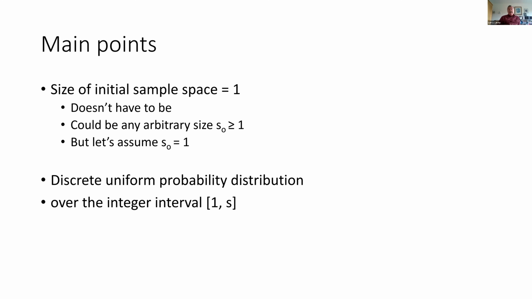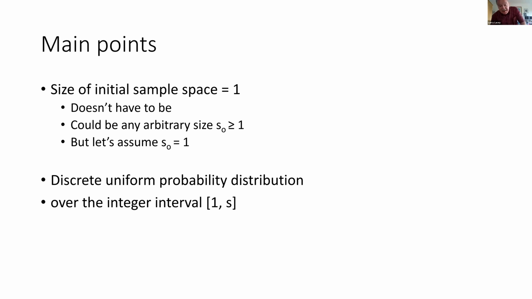And as I mentioned, we have a uniform probability distribution for the sample space. And the sample space is over the integer interval, with probability 1/s, where s is the size of the integer sample space. You with me so far?